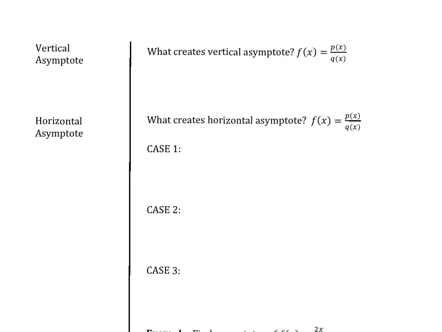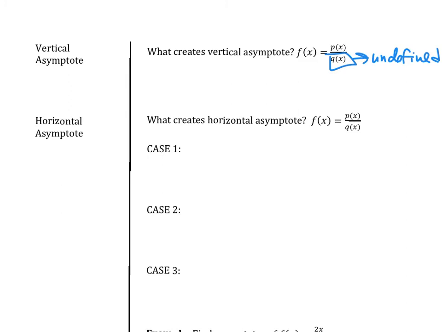If you have a rational function like this, a rational function of p of x over q of x, the vertical asymptote is whatever makes the denominator undefined. Whatever x value makes the denominator undefined is what's causing the vertical asymptote in a rational function. That's pretty easy, and it's probably true for most functions that are rational in some form. It's a very easy thing to remember. Horizontal asymptote is a little bit more difficult.